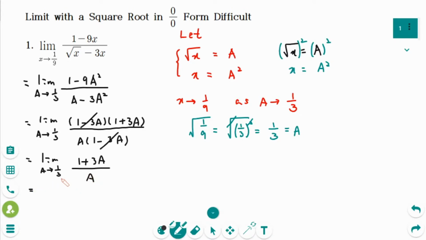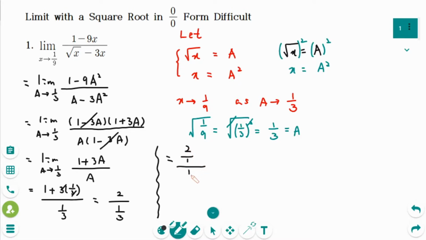And then put 1/3 into a. So 1 plus 3 times 1/3 over 1/3. So it's 1 plus 1, which is 2 over 1 over 3. And then make a fraction, 2 over 1 over 1 over 3. So it's outside over inside. So the answer is 6.